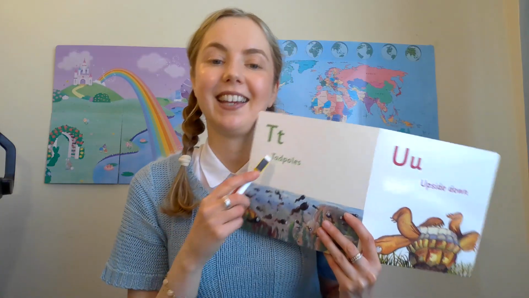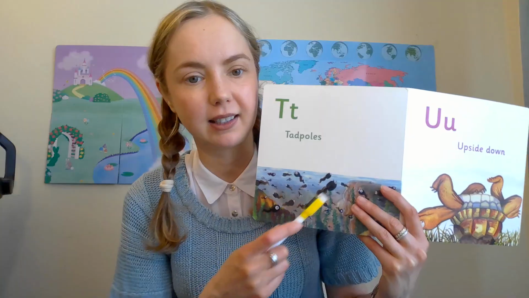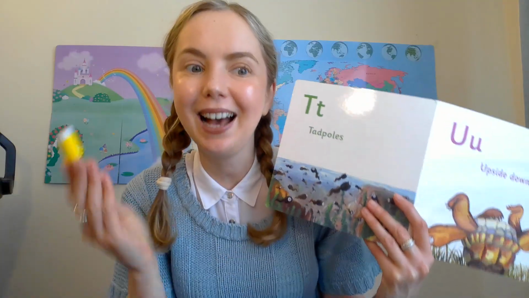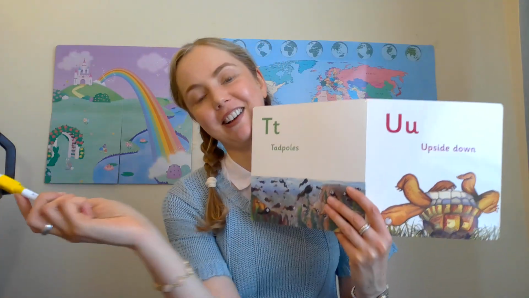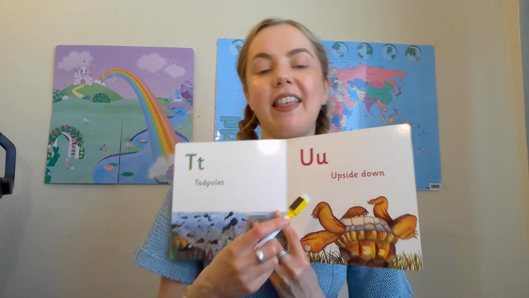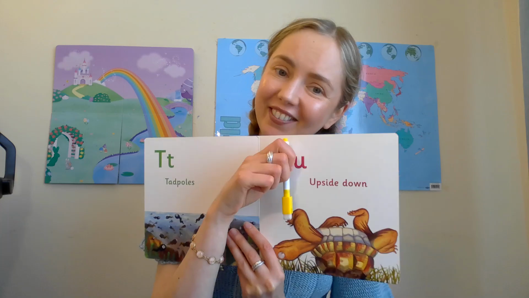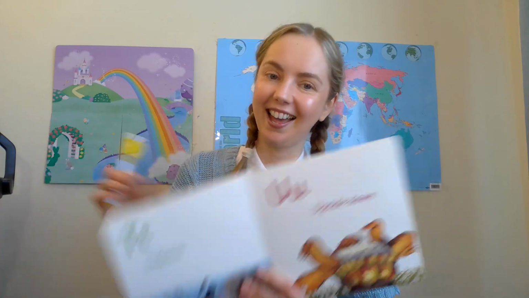Okay, getting near the end of our book. T is for tadpoles. Tadpoles are baby frogs. So many tadpoles. And we've got U, big U, little u. And this is upside down. Oh, poor Albert, he's upside down. All right.